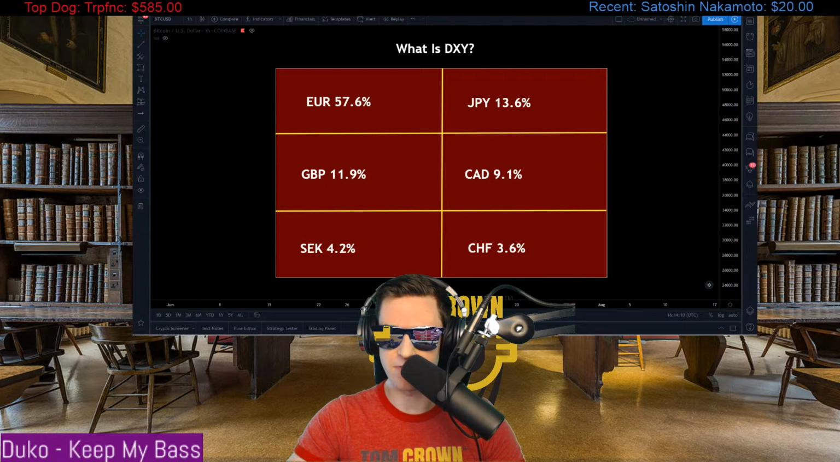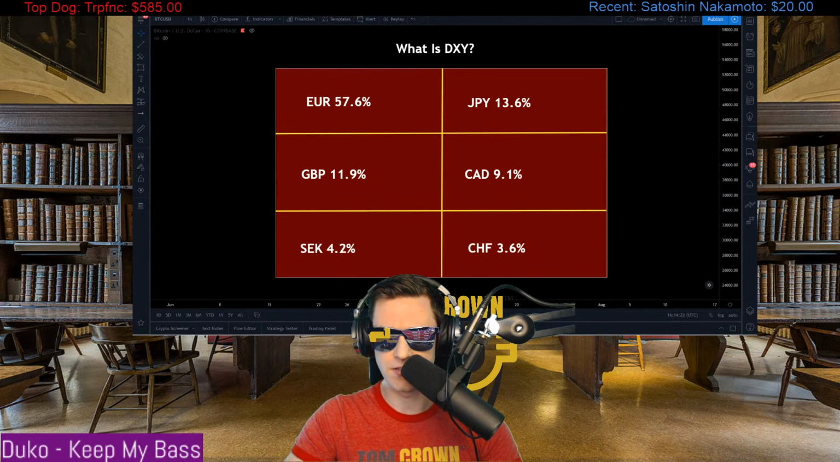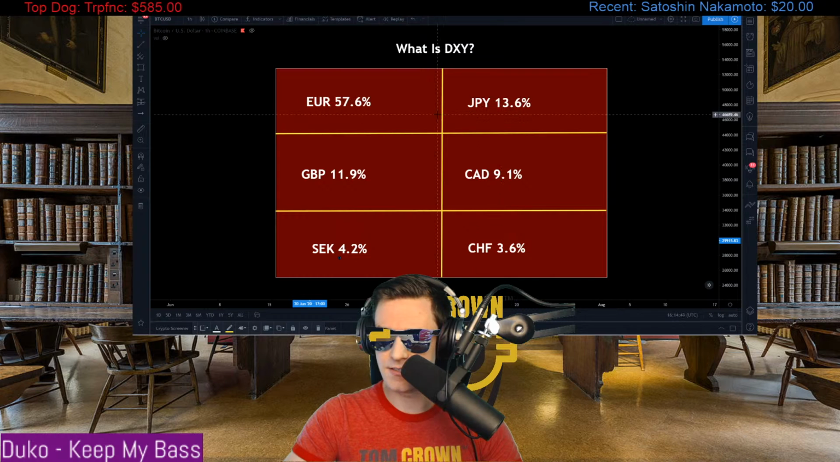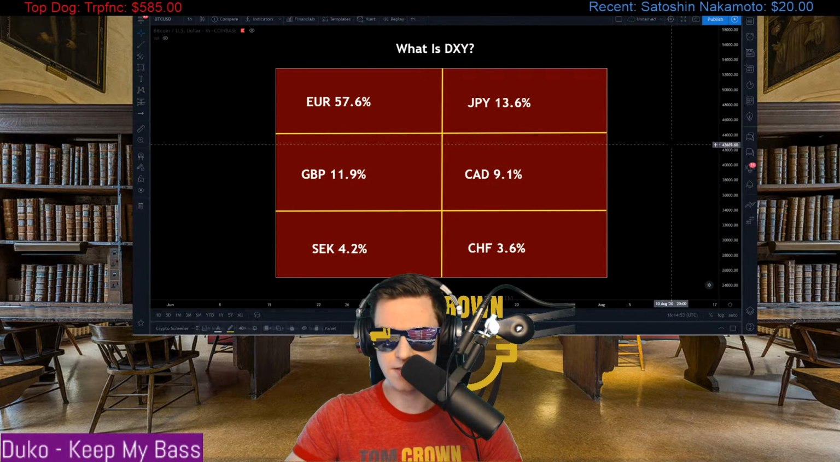So when we look at the Dixie, what we're really looking at is the strength of the dollar versus these 6 other currencies. So what I said before is not technically true. It's not completely void of the dollar, but it's the relationship between the dollar and this basket and their weightings. Maybe I didn't say that right. The Swiss franc is the CHF. My bad. That's the Swedish krona, SEK. So we have the yen, the pound, the krona, the Canadian dollar, and the Swiss franc.